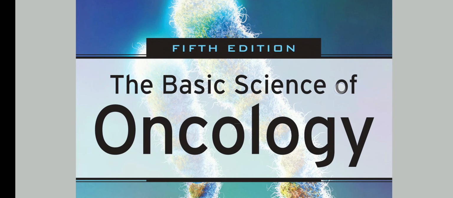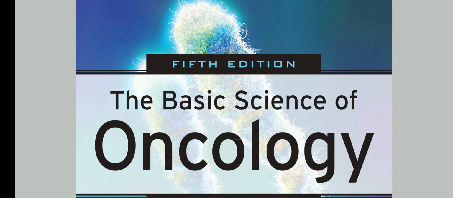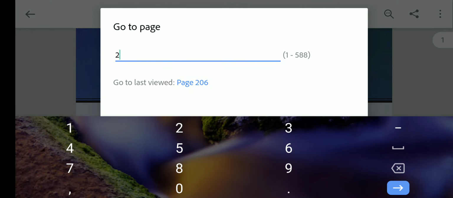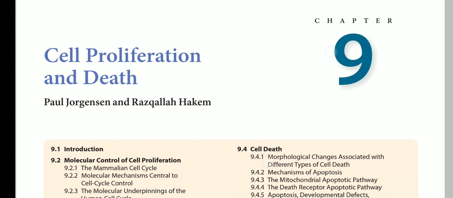Okay, so this is your book, The Basic Science of Oncology, 5th edition from McGraw Hill Education, which I'm going to read. The topic today is cell proliferation and death. Cell proliferation covers only how the cell divides and its regulation. Today's topic is apoptosis, the death of a cell, more precisely, programmed cell death.